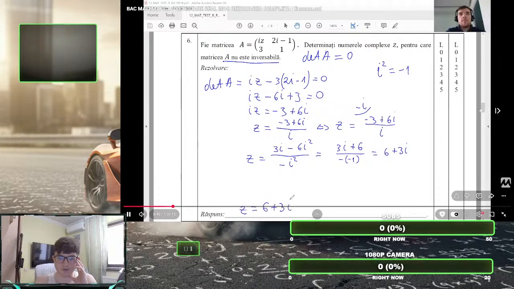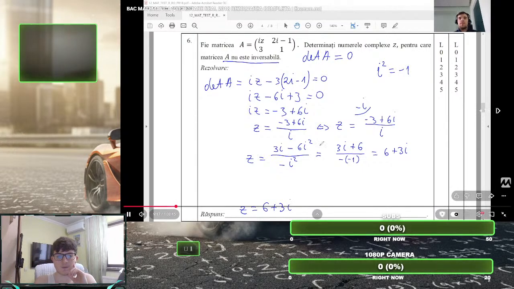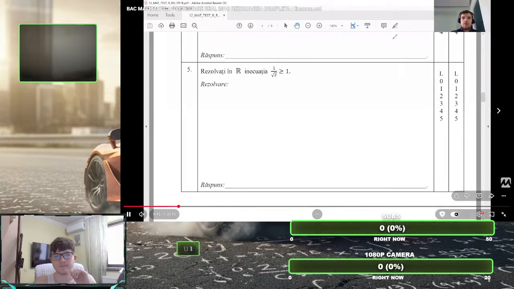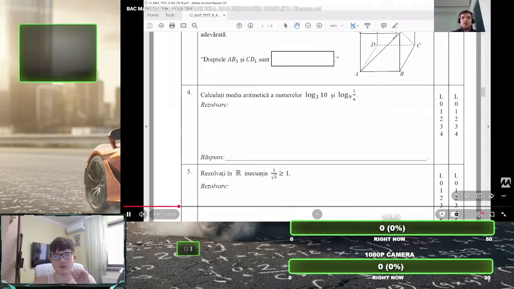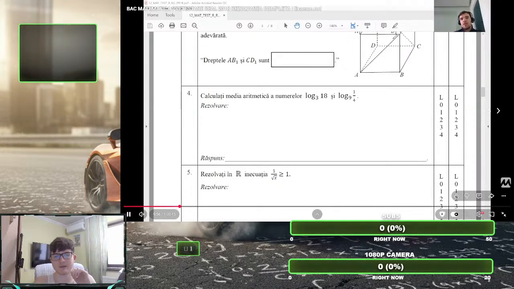So he popped it like that, and that is z. 6 plus 3i, just switched it around, no issue. And now where are we heading? We're heading on to the next exercise.